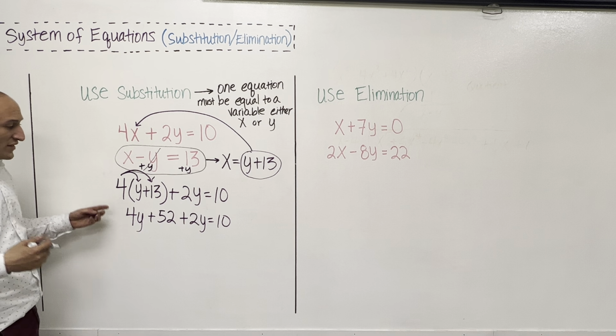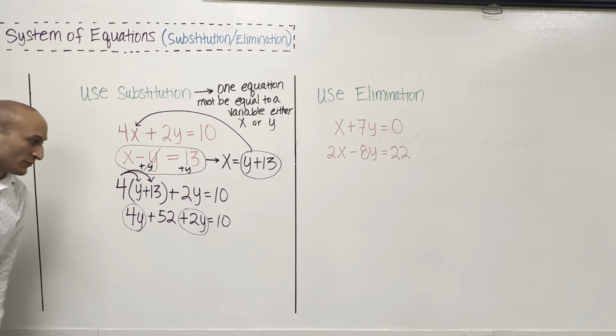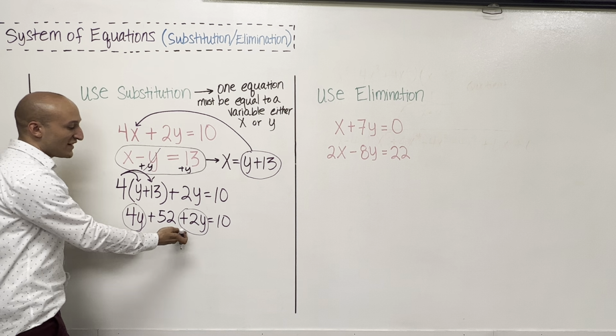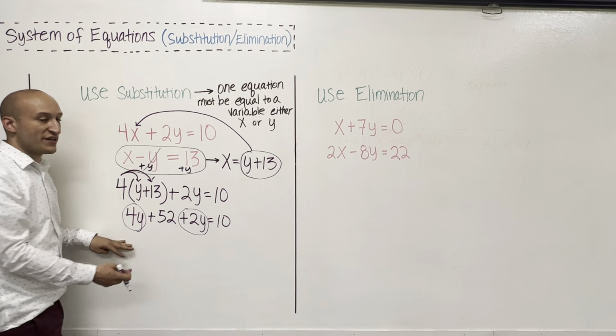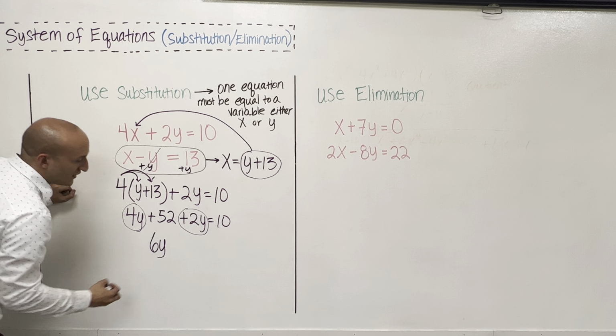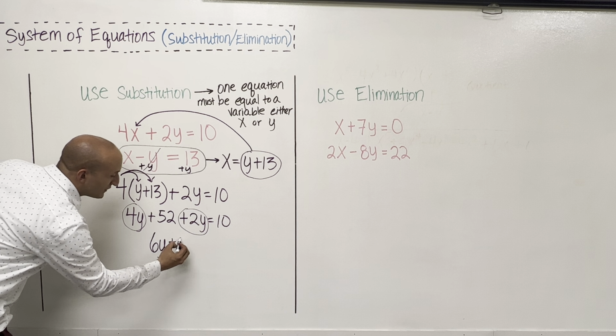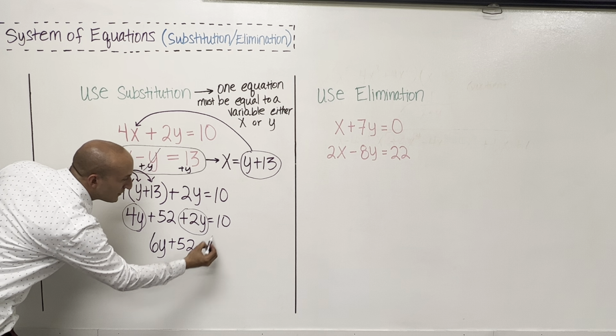Now it's just combining like terms and solving for y. If I take a look at this one and this one, these are like terms. They both have a y, and they're on the same side of the equation. So I don't have to do any subtracting here. This is 4y, and this is 2y. So 4y plus 2y is 6y. Then I have a plus 52, and then equals 10.